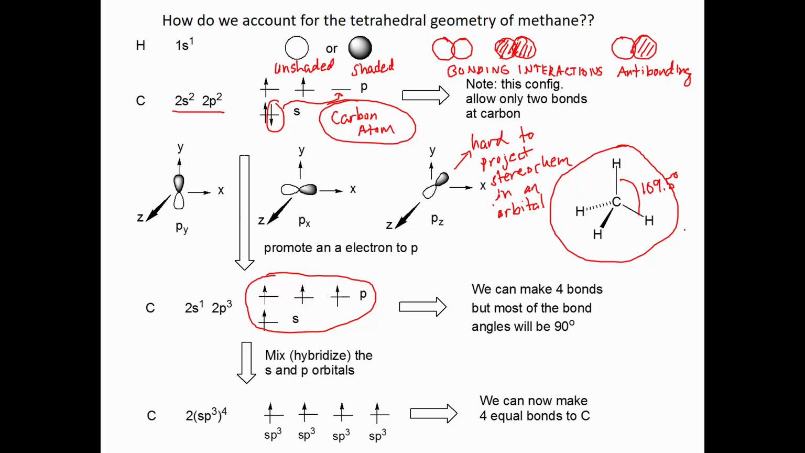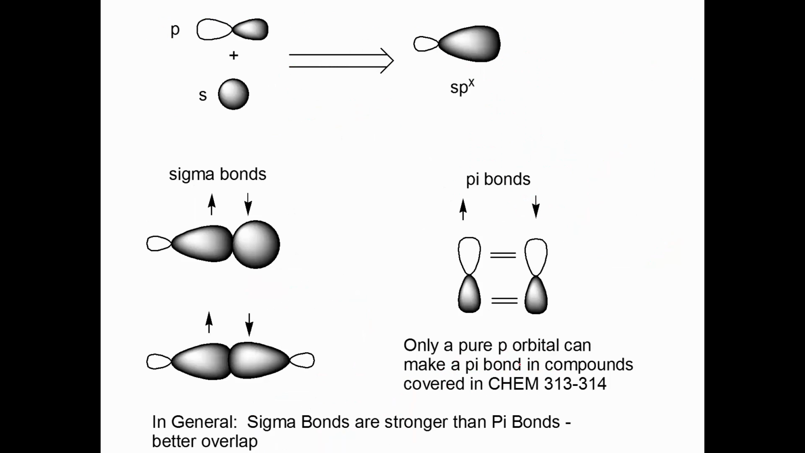What we do is we mix the s and p orbitals into 4 identical orbitals, which we call sp3 hybrid orbitals. Each sp3 hybrid is 25% s and 75% p. Now we can make bonds that are equal to each other in their bond angles from the sp3 orbitals.